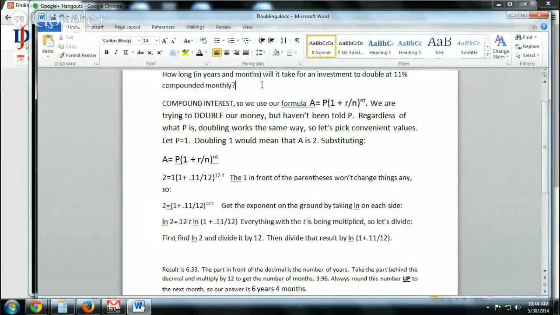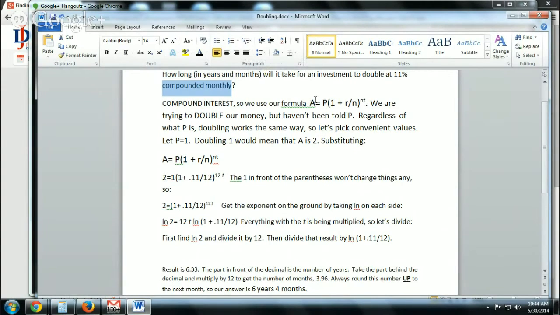Let's talk about how to use the calculator on the computer to find doubling time for an investment. For the problem we've been given, we're asked how long in years and months will it take for an investment to double at 11% compounded monthly. First thing to notice is the method of compounding that we've got, compounded monthly.